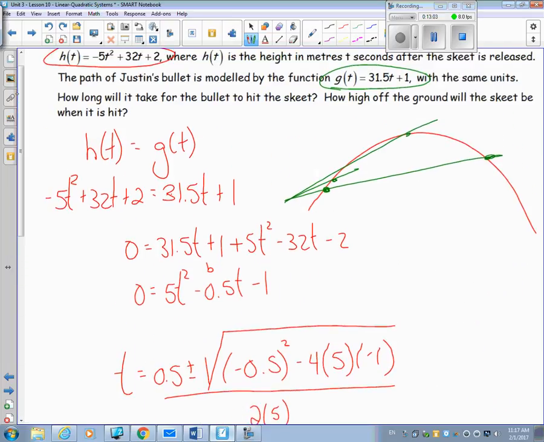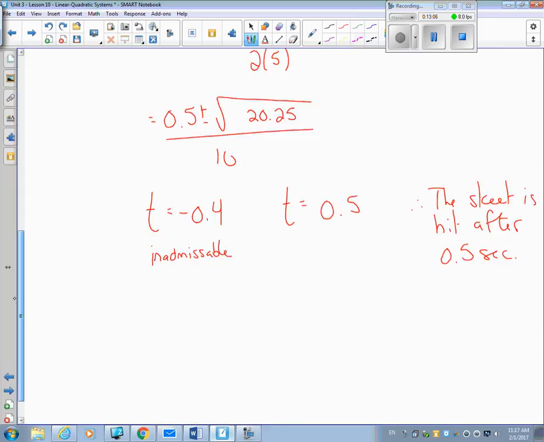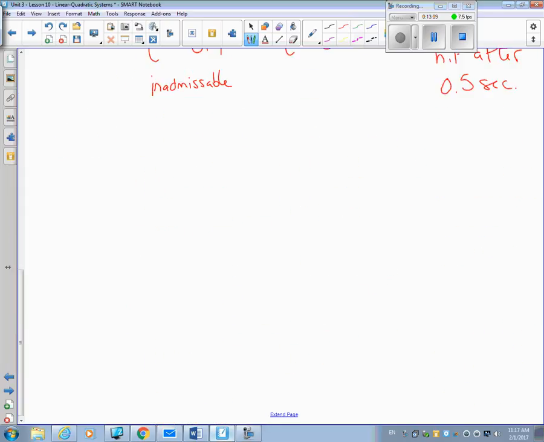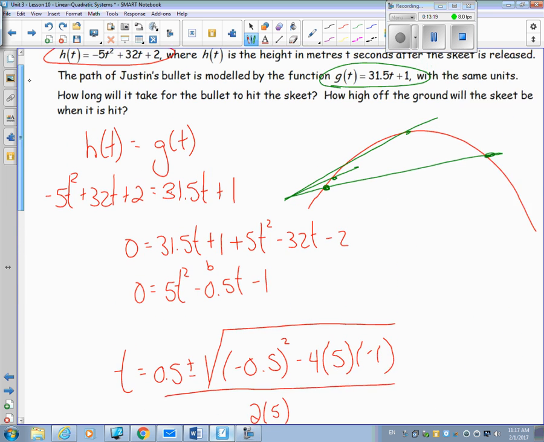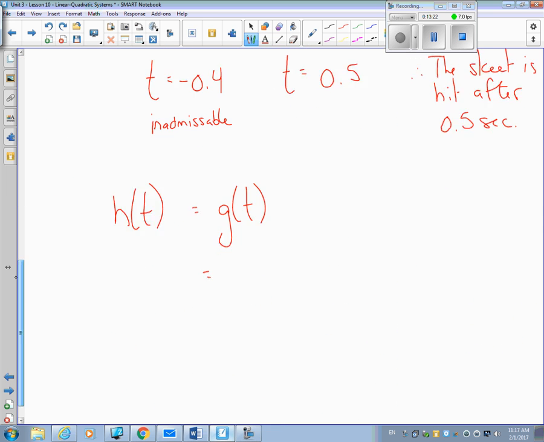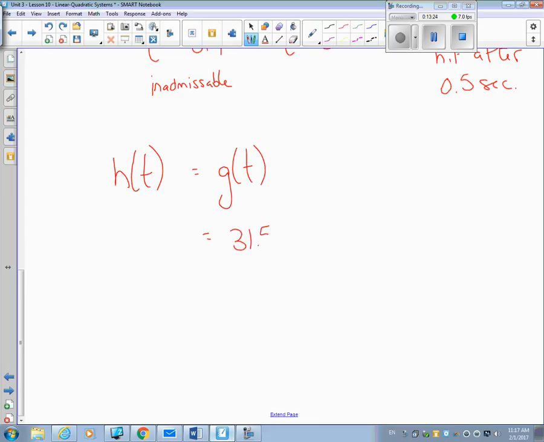How high off the ground will the skeet be when it's hit? So I want to figure out my height. Well, I have the height, h at t, or I have g at t because they're equal at some point. Which of those two is easier to work with? I think g at t is a linear equation, right? So why wouldn't we use that one? 31.5 t. Well, we know what t is. t was 0.5 seconds. I believe it's plus 1 at the end, right? We plug it in there, and hopefully we get something like 16.75.